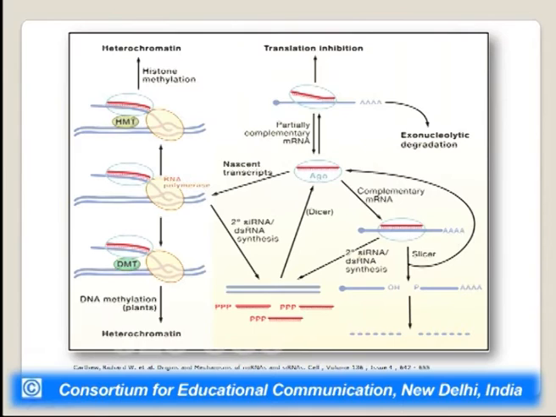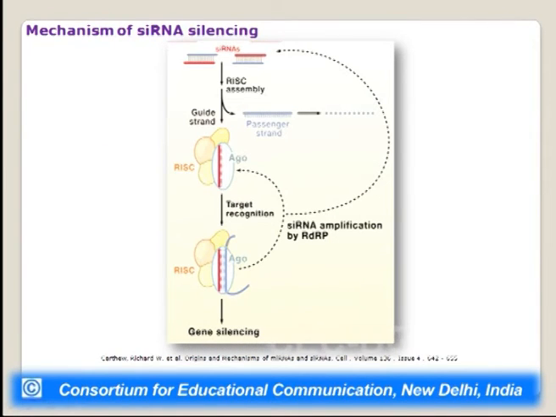The siRNA amplification by RdRP is also there, which can regenerate the siRNAs and add them to the siRNA pool. So, RNA dependent RNA polymerase can synthesize the complementary strand for the small RNA molecule, and it can then be added to the double stranded siRNA pool.